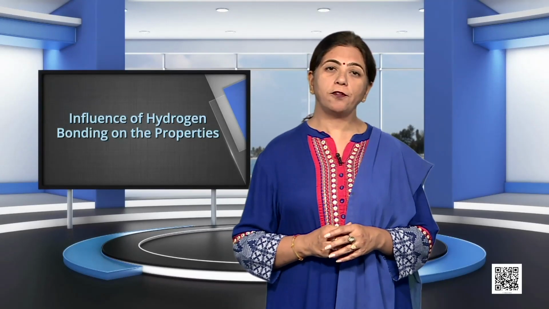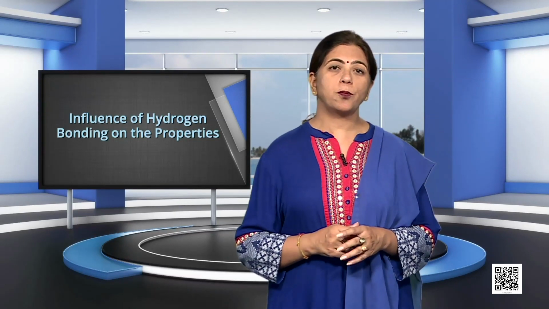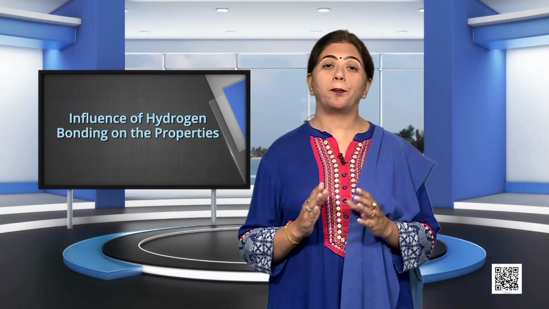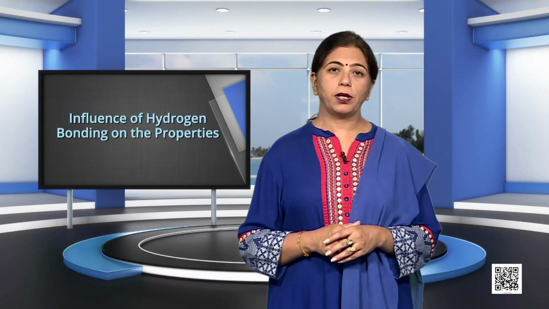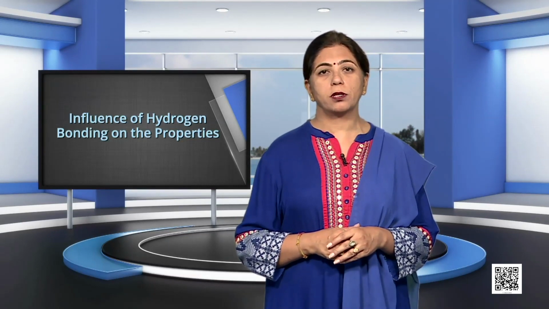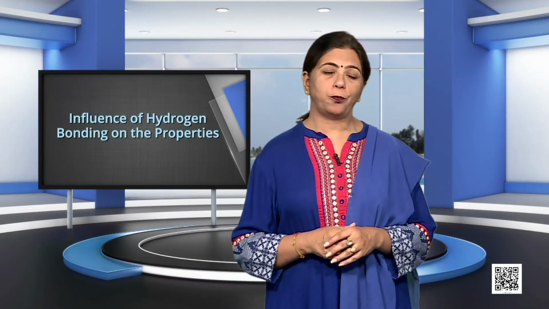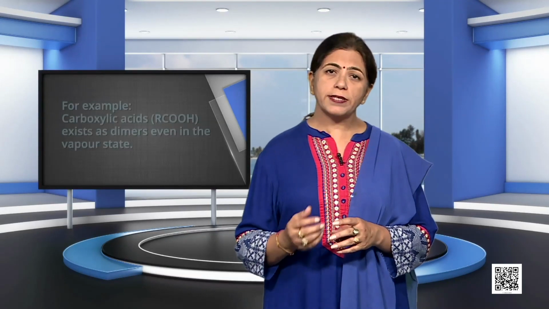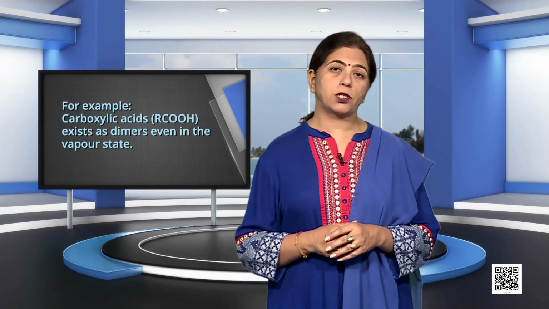Now, let me discuss the influence of hydrogen bonding on the properties. Hydrogen bonding has important effects on many physical properties such as melting point, boiling point and the solubility of the compounds. The main characteristics of the compounds having hydrogen bonds are given below. Association due to intermolecular hydrogen bonding: 2 or more molecules of a compound exist as associated molecules. For example, carboxylic acids exist as dimers even in the vapor state.